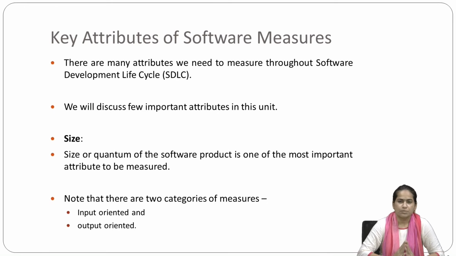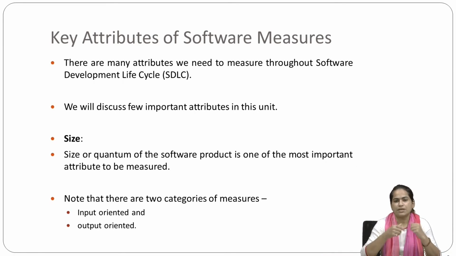First we will discuss size. Size or quantum of the software product is one of the most important attributes to be measured. Size or quantum of the software product means how much size the project will have, whether it is a small one, a medium one, or a large one. It depends on the requirements.